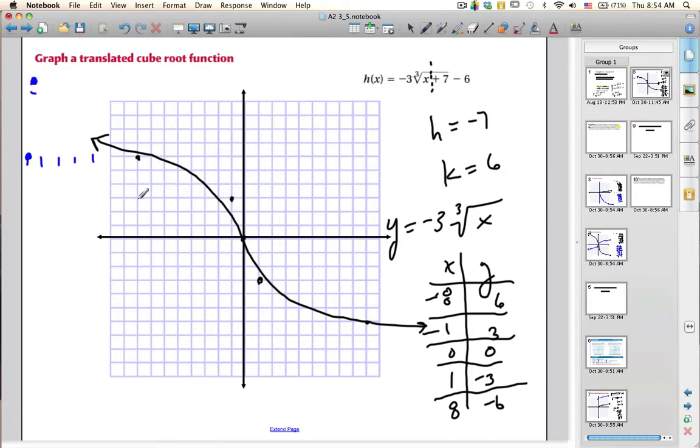Left 7 and up 6, counting 1, 2, 3, 4, 5, 6 for each point. Let's see, 1, 2, 3, 4, 5, 6. And left 7 and up 6 again. And this is what my final graph is going to look like.